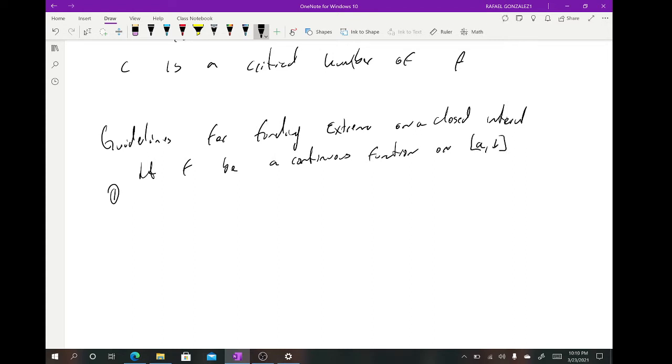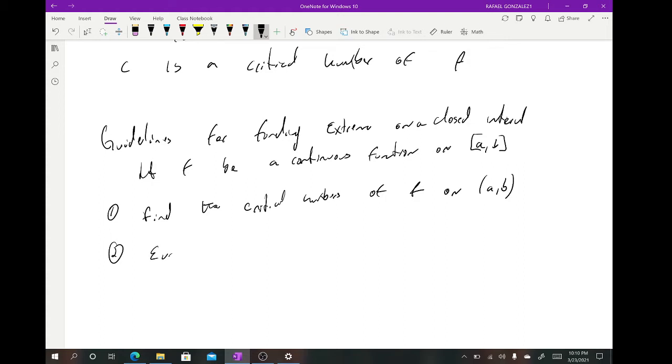If somebody comes up to you on the bus and asks you to find the maximum and minimum of a function, you can follow these steps and you will always be able to find it. Number one is to find the critical numbers of f on the open interval (a, b), meaning not including the endpoints.